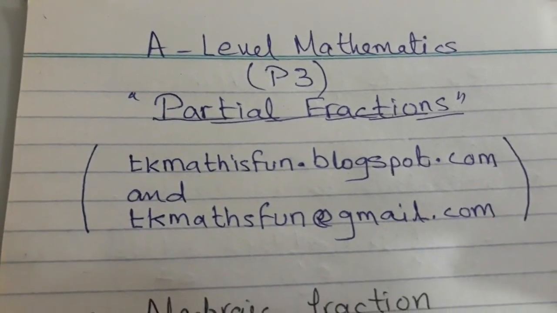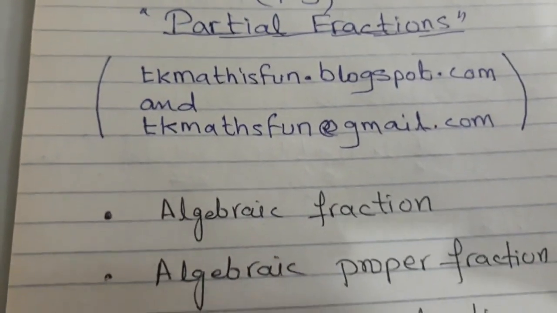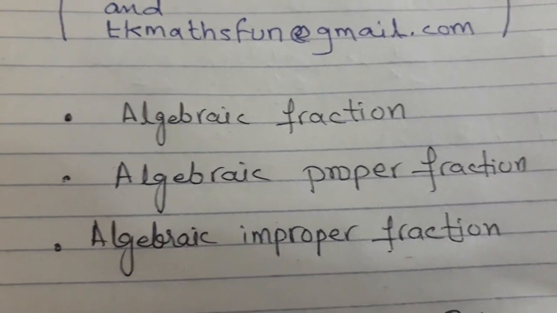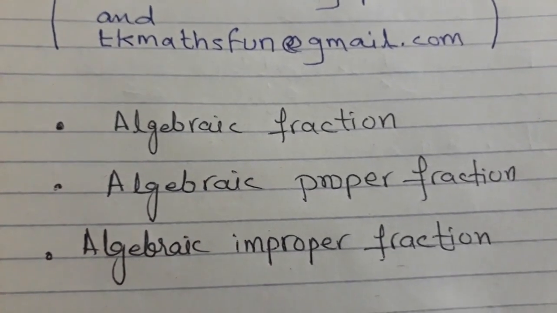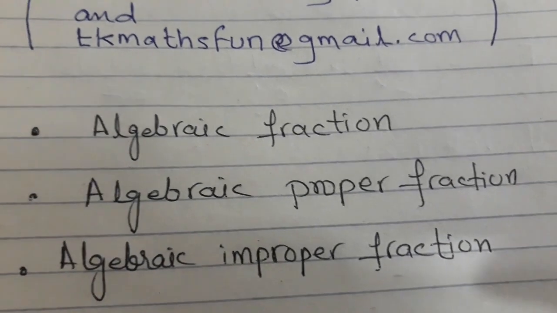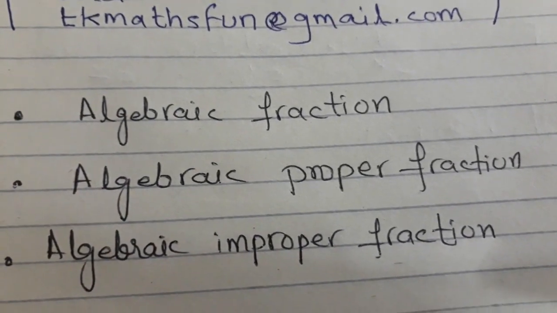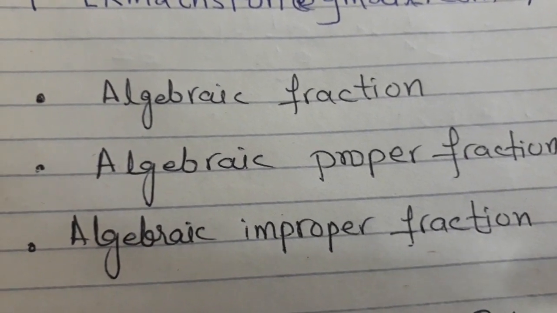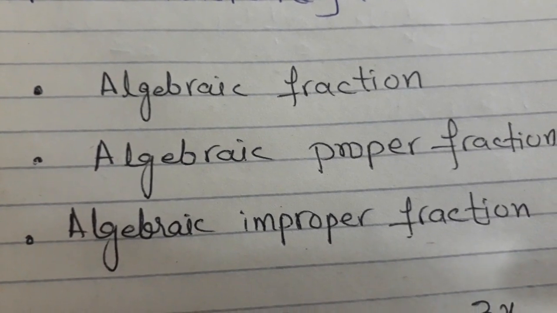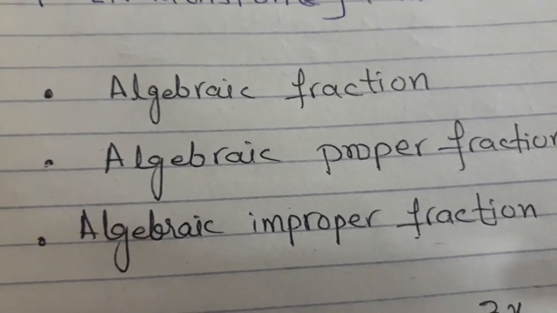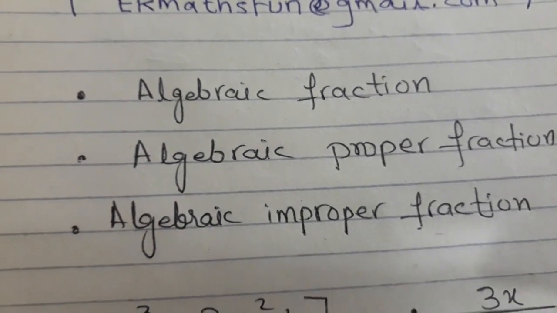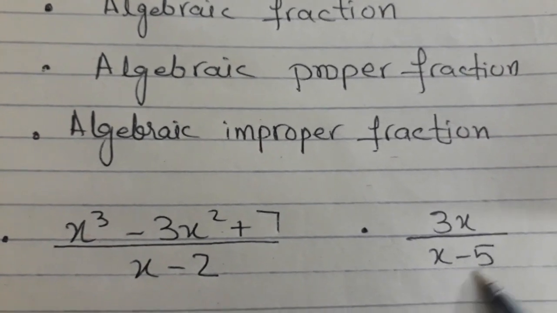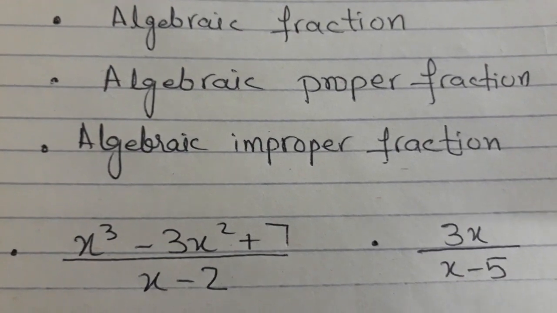To understand partial fraction, we need to understand the meaning of a few terms: algebraic fraction, algebraic proper fraction, and algebraic improper fraction. In junior classes we have learned that in a proper fraction the numerator is smaller than the denominator, and in an improper fraction the numerator is bigger than the denominator. Fractions we all know, in the form of numerator and denominator. Algebraic fractions have the numerator and denominator in algebraic form. For example, you can see here, these are fractions but they are in algebraic form.